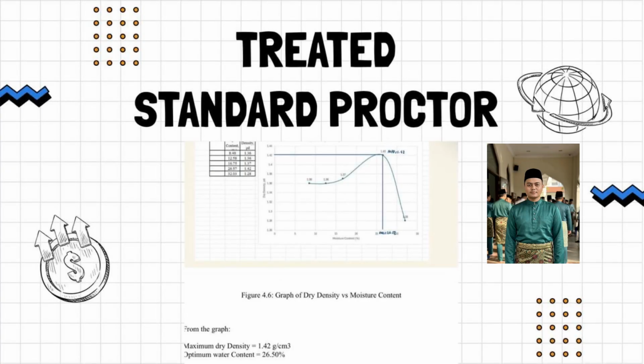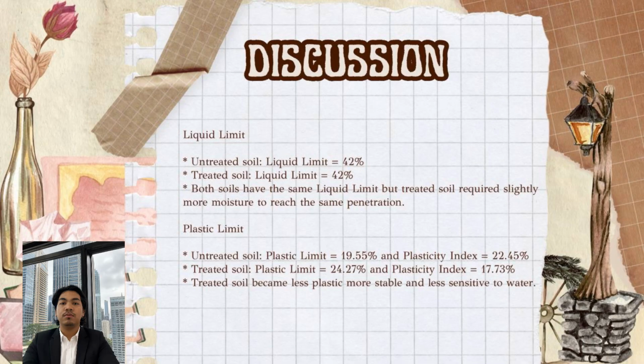Lastly, we go to the treated standard proctor test. From the graph, the value of maximum dry density is also 1.42 gram per centimeter cube and the optimum water content is 26.50%. For our discussion, liquid limit, the value for untreated soil is 42%.